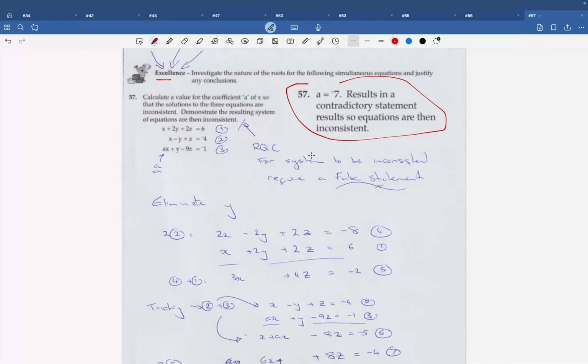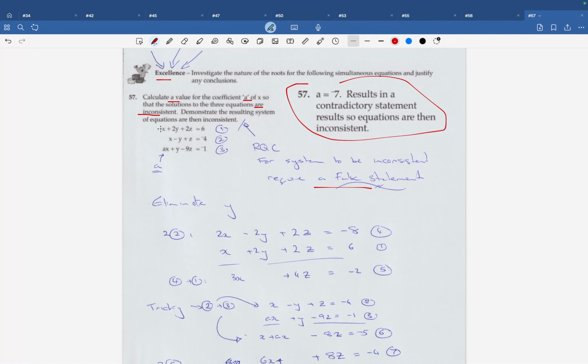For the solution to be inconsistent, demonstrate that the resulting system of equations are then inconsistent. So first of all, you have to calculate a value for the coefficient x so that solutions to the three equations are inconsistent, and then demonstrate that they're inconsistent. So you need a false statement. Okay, 0 equals non-zero.